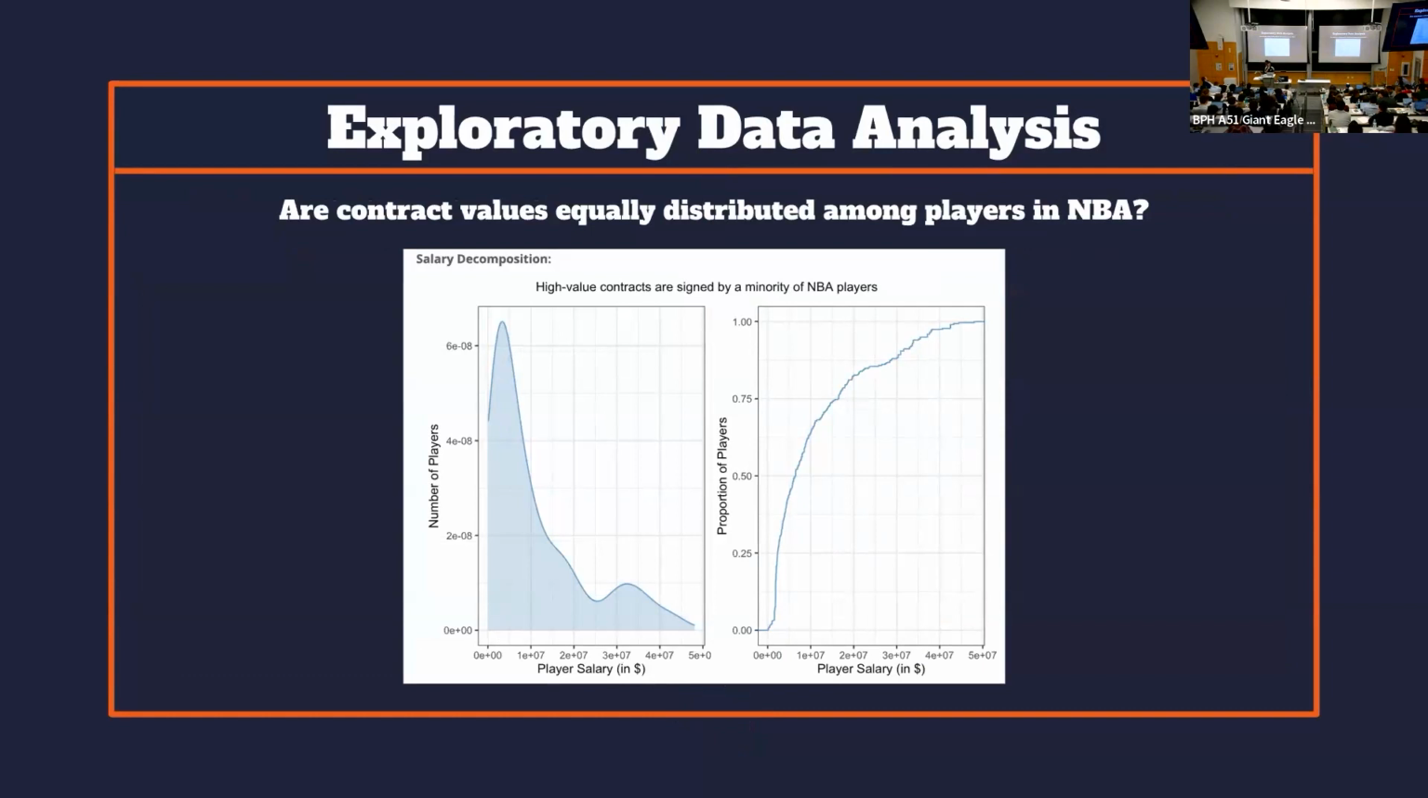And the final question is, are contract values equally distributed among players in the NBA? These two visualizations show that a majority of players receive a salary that is lower than the average level, and only a minority of players receive contracts with extremely high values.